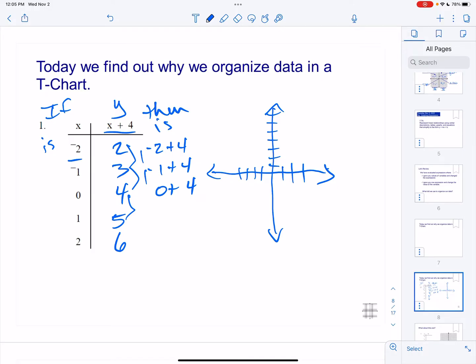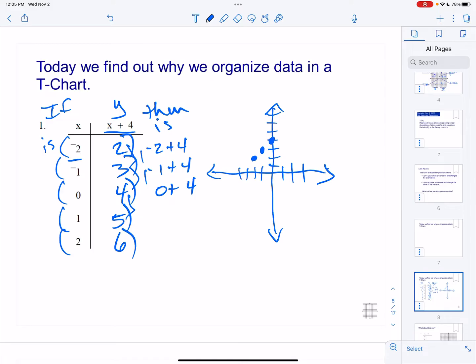Okay, but this is what we're basically doing. What you do when you create a T-chart is you create a series of coordinates. And if you graph those coordinates, they then make a picture. So let's do that. This first coordinate is -2, 2. So that means I'm going to go left 2, up 2, and I'm going to put a dot. The next one says I'm going to go left 1, up 3, and put a dot. The next one says I'm going to go right or left, none, but I'm going to go up 4 and put a dot. Now, what do you notice so far?